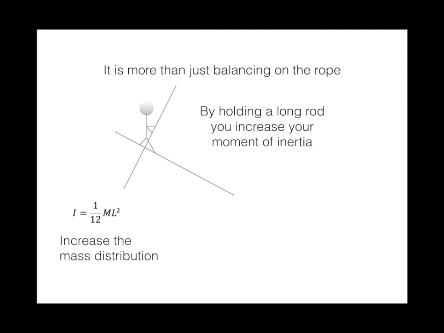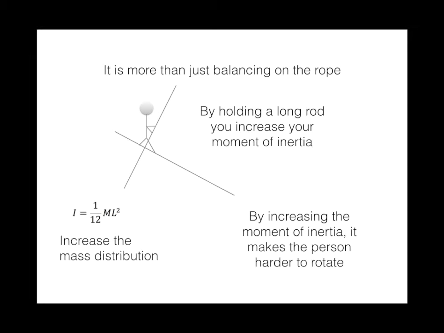By holding that rod, you are increasing the mass distribution, which means you are increasing L, making your moment of inertia higher. By increasing the moment of inertia, it makes the person harder to rotate.